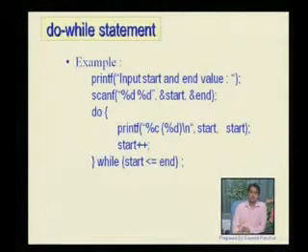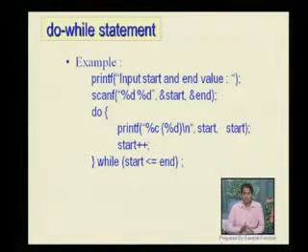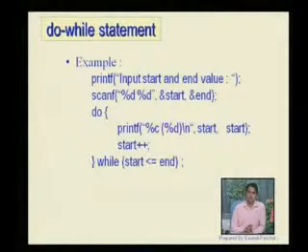Now we can also write the same thing using do while. Here is another example of the do while statement. This is the third loop statement of the C language. You can see in this example, first using printf we are asking for the input start and end value, and the user is going to enter two different values, and from start to end this loop will be repeated. Now as I told you, this is a do while loop, so it will be executed once, and then it is going to check the condition.